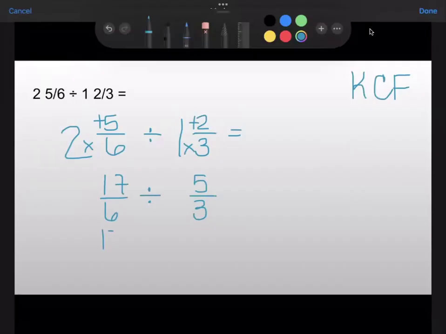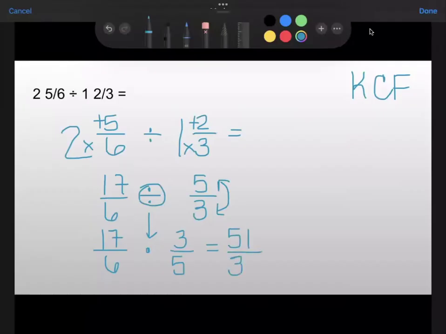So I'm keeping 17 over 6 the same, changing from division to multiplication, and flipping this second fraction around so that it is 3 over 5. Now to complete the answer, I need to do 17 times 3 or multiply the numerators. So I'm going to go ahead and do that. And I end up with 51 over 30.